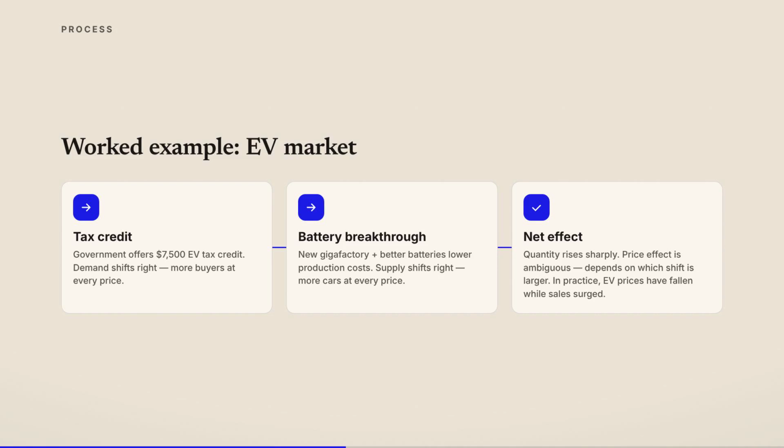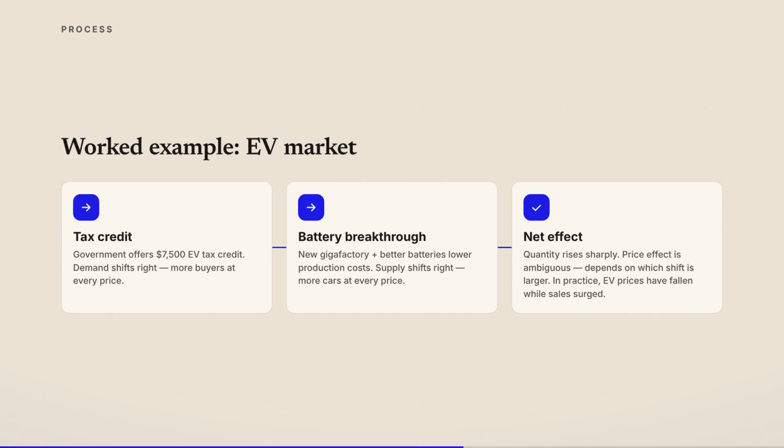Manufacturers can now produce EVs more cheaply. At every price, they're willing to supply more. The supply curve shifts to the right. So both curves shift right. What happens to equilibrium? Quantity definitely rises.